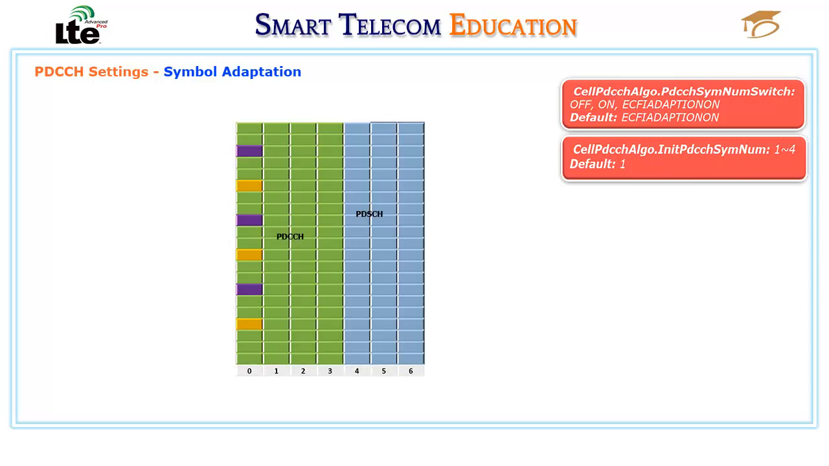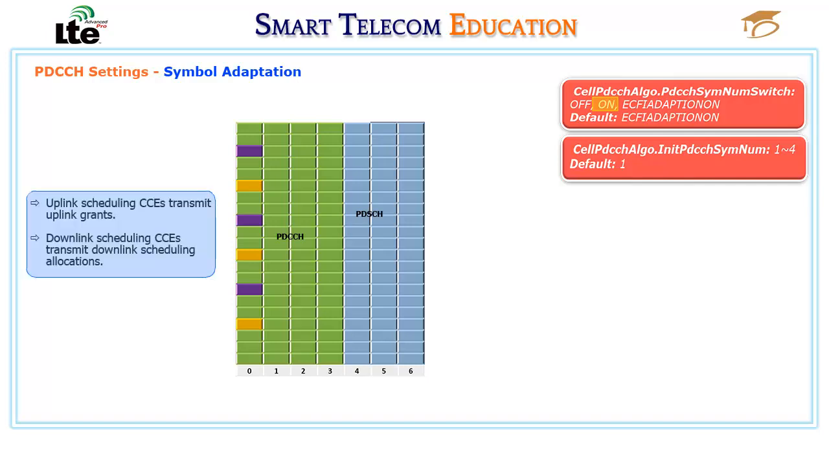When this parameter is set to on, PDCCH symbol adaptation is enabled, and CCE usage must be measured to check whether CCEs are sufficient. The measurement method of CCE resources is as follows. The CCEs are allocated in uplink and downlink for scheduling. Uplink scheduling CCEs transmit uplink grants, and downlink scheduling CCEs transmit downlink scheduling allocations.